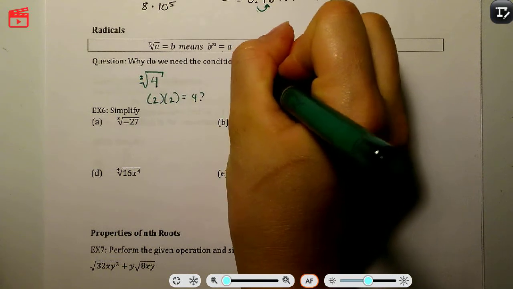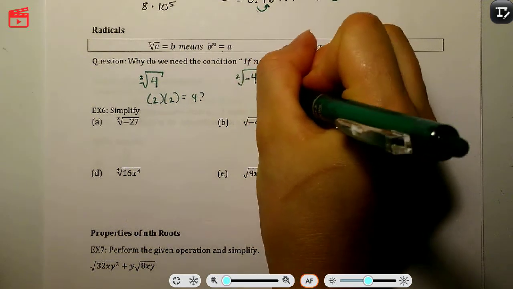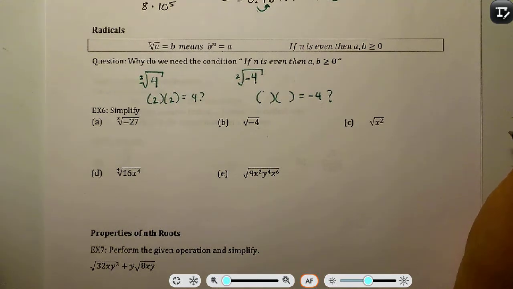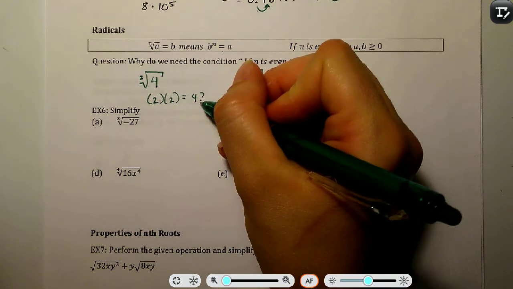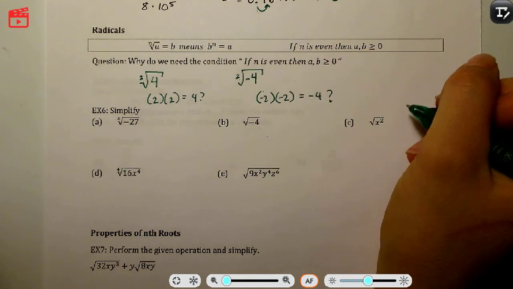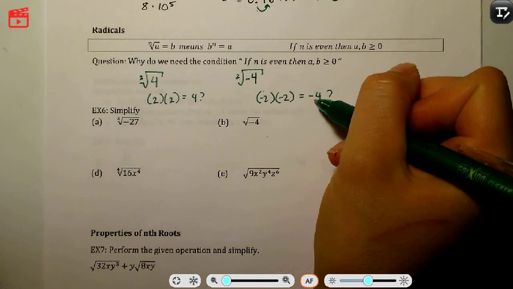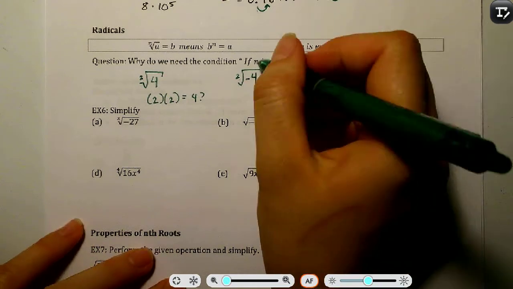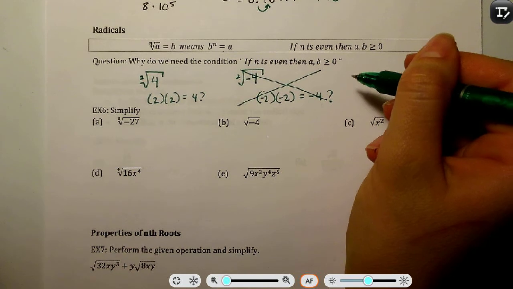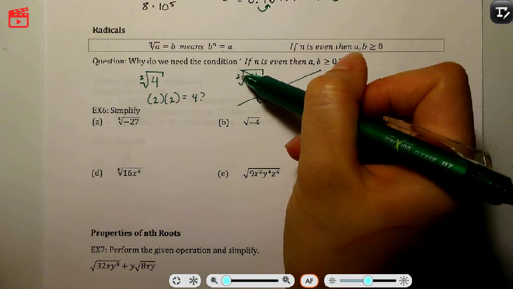What about if I picked an a value less than 0? How about negative 4? This is saying, is there a number that times itself would give me negative 4? Well, 2 times 2 gave me positive 4. What about negative 2 times negative 2? Does that work? No, because when I multiply a negative times a negative, I should be getting a positive, not a negative. So this doesn't work. I can't do this with my real numbers. Okay, so we need the restriction that a and b are greater than 0 if n is even.